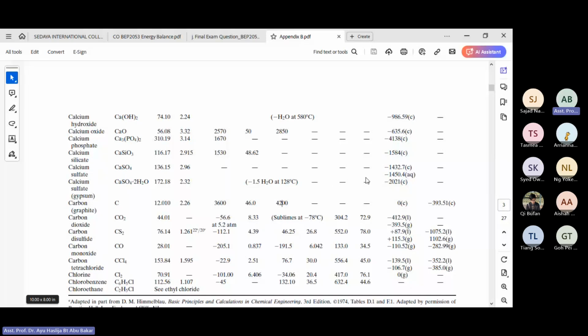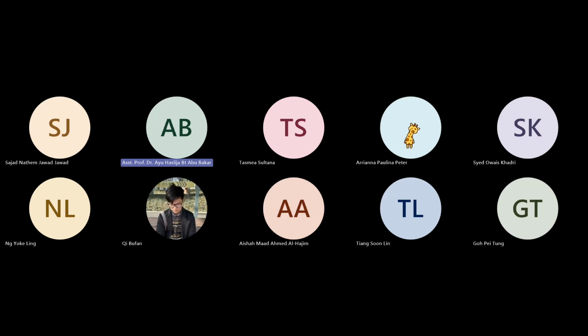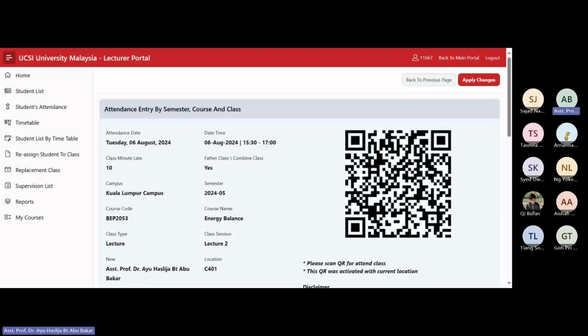Yes, Peter? No, accidentally pressed. Okay, if you haven't scanned for attendance, you can share the screen again. For those who haven't scanned the attendance, you can scan now. Okay, for the rest, you can leave the class. All the best. Good luck.